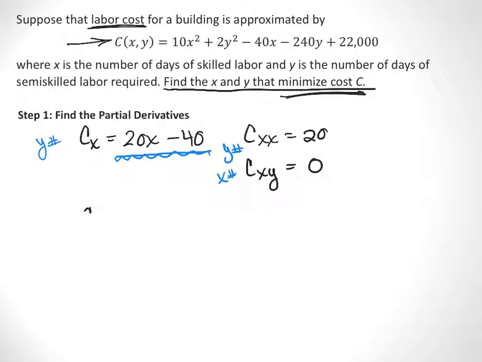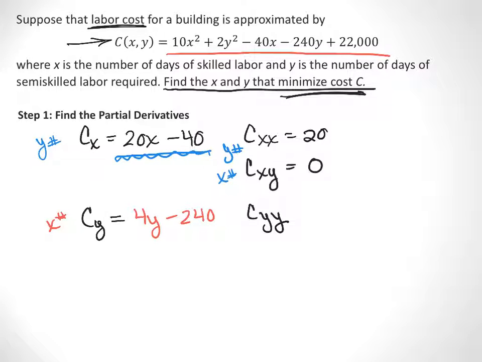Let's go ahead and take the first order partial derivative with respect to y. For this one, x is a number, so we go back up to this original function with respect to y. The first term, 10x squared, goes to 0. Second term, 2y squared, goes to 4y. Minus 40x goes to 0. Minus 240y goes to minus 240. 22,000 goes to 0.